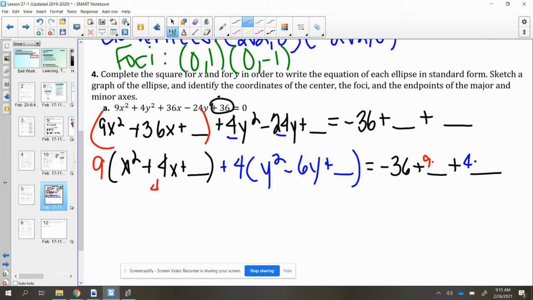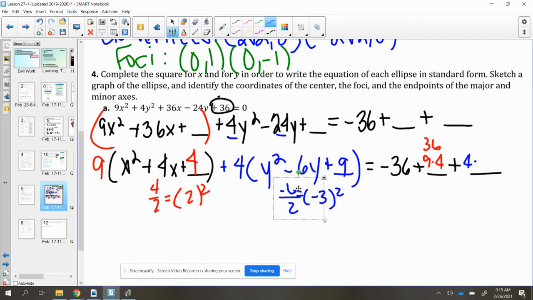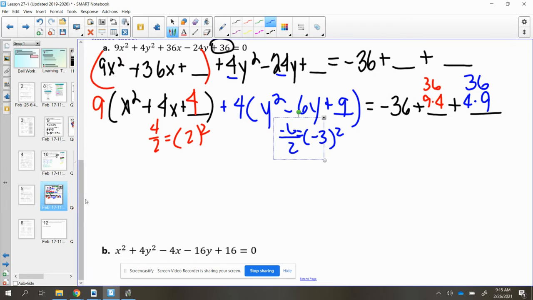So when we divide the 4 by 2 and square it, we end up adding 4 to our blank. But a reminder, you're not just adding 4 to the other side, you're adding 9 times 4, aka 36 to the other side, because really that's what's on the left-hand side, what we're adding in, but we had factored out that GCF of 9. And then same idea over here, -6 divided by 2 is -3, squared is 9. But again, you're not adding just 9 to the other side, you're adding 4 times 9. So again, another 36. Okay, so just be careful of what you're really adding to both sides with your ellipse.